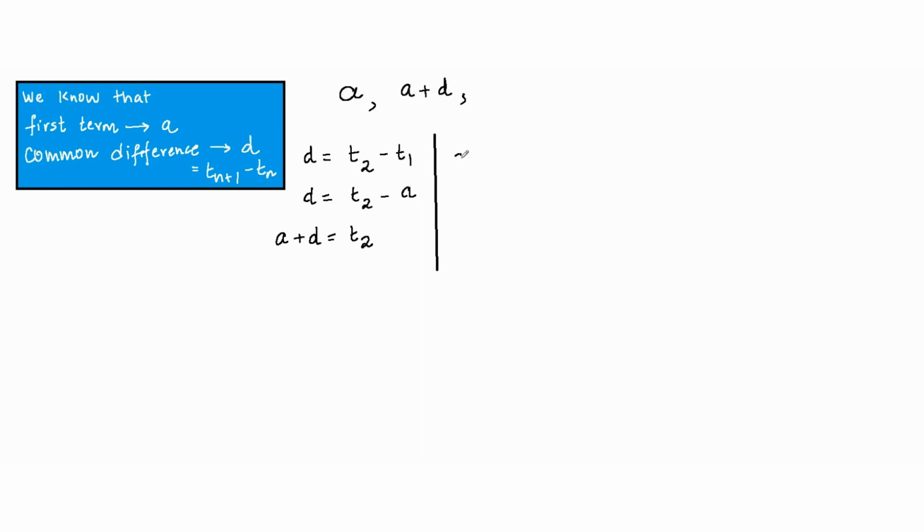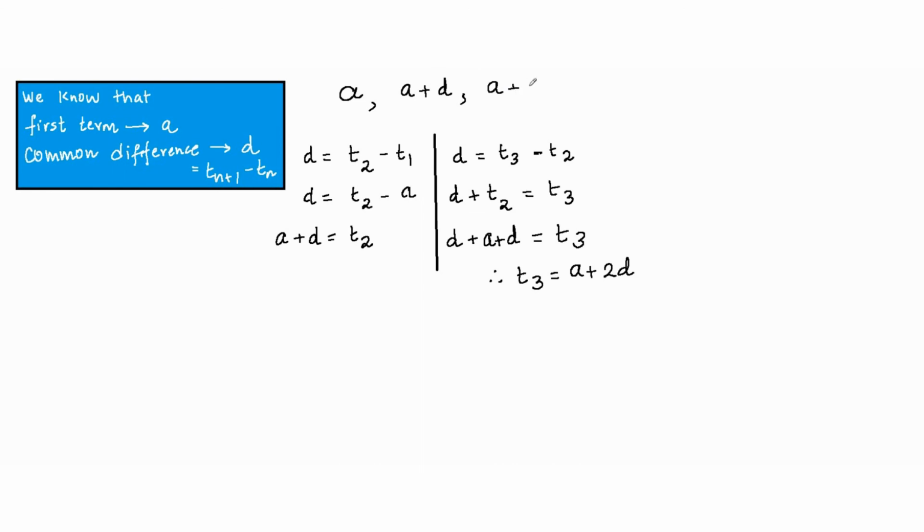I know that the common difference is also given by the third term minus the second term. This is the definition of the common difference. And therefore, D plus the second term is going to be my third term. The second term is A plus D, so this becomes D plus A plus D is equal to T3. And therefore, the third term is given by A plus 2D.